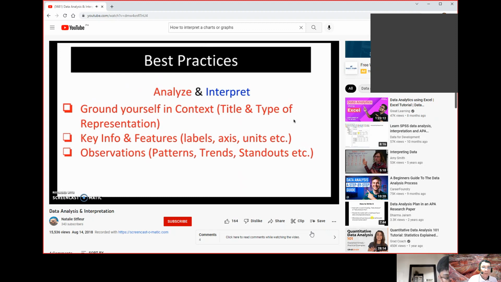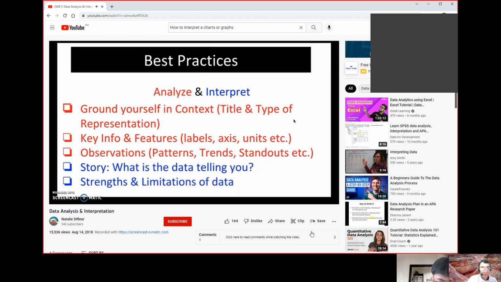Once you've analyzed your data, you can make meaning of it by interpreting it. So, what's the story this data is telling you? And you also want to know the strength and limitations of the data based on the purpose that you're using the data for.